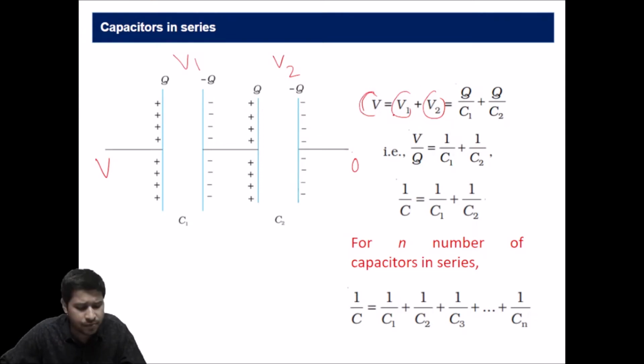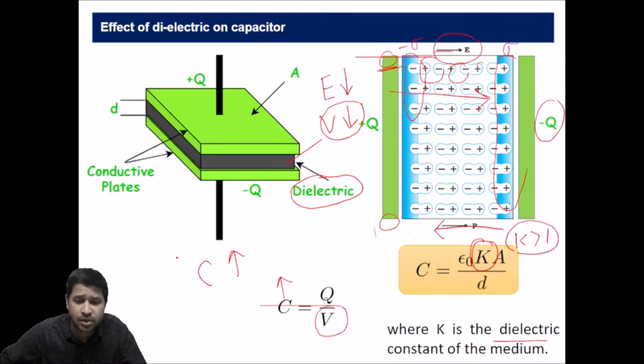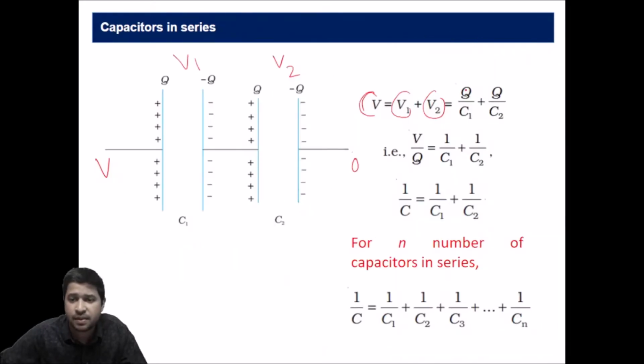Now we know from this formula that C is equal to Q by V. So that means your V will be equal to Q by C. So applying that, we can say that V1 will be Q by C1 and V2 will be Q by C2.